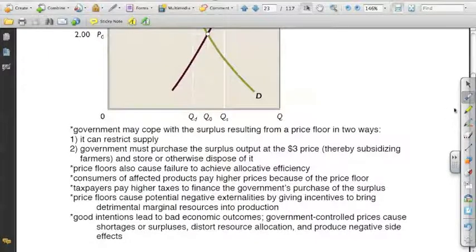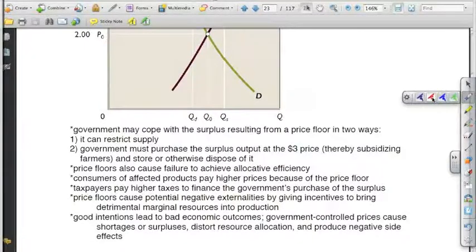So the government can cope with a surplus by either restricting supply, so causing a decrease in supply, or the government can purchase the surplus of that output, which is another way of subsidizing, which it does with corn right now, or with many other types of food goods that agricultural people grow. And then they either store it or just burn it.